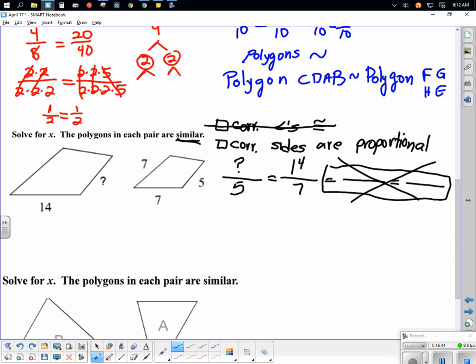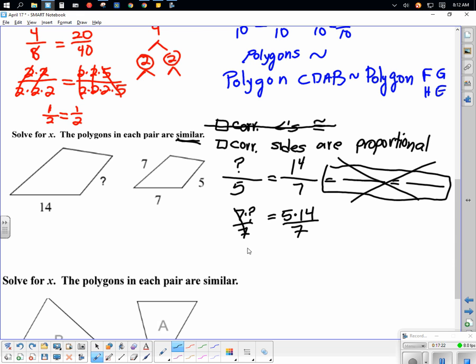Now get the question mark by itself. So I'm going to multiply this by 5. Actually, let me use a cross product. The product of the extremes. Extremes are question mark and 7. So you multiply these, you're going to get 7 multiplied by question mark. Now the product of the means, that'll be 5 multiplied by 14. Now how would I get the question mark by itself? Divide by 7, and what you do to one side, you must do to the other side.